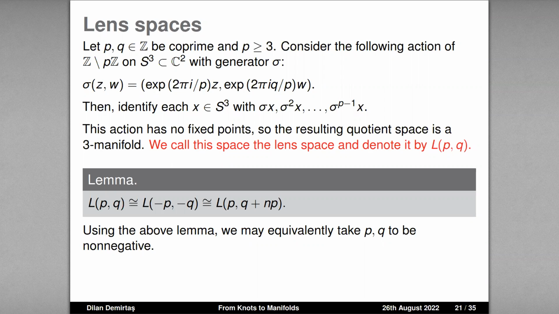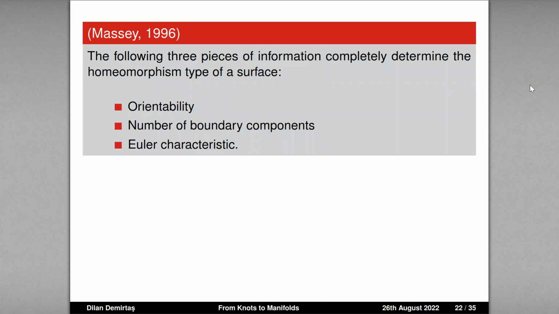We have the following lemma. I will not prove this, but you can get an intuition from the way we defined it. The lens space with coefficients PQ is homeomorphic to the lens space with minus P minus Q. And upon adding NP, the integer multiples of P, we get the same lens space as well. So using this, we can equivalently take P and Q to be non-negative.